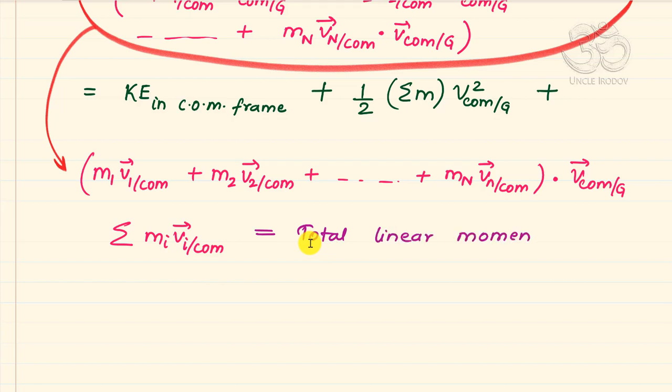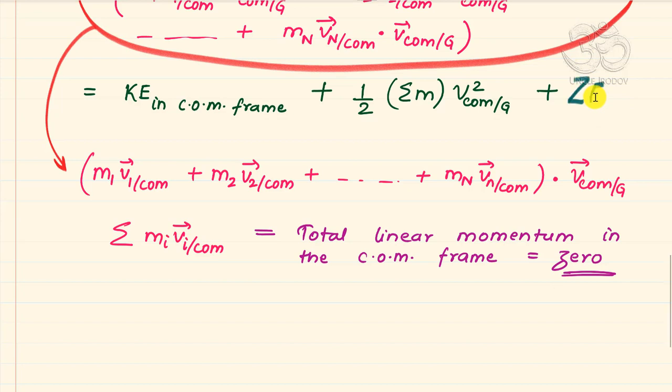Total linear momentum in the center of mass frame, and that's going to be 0. Wow. So if I add up all these and I get a 0, then their dot with V center of mass in the ground frame is also 0. The third term vanishes. So the third term here will become a big 0. Very big 0 there. So what do I have now?